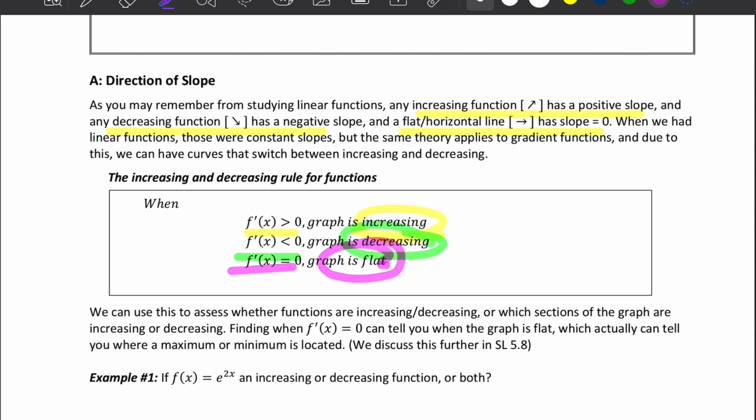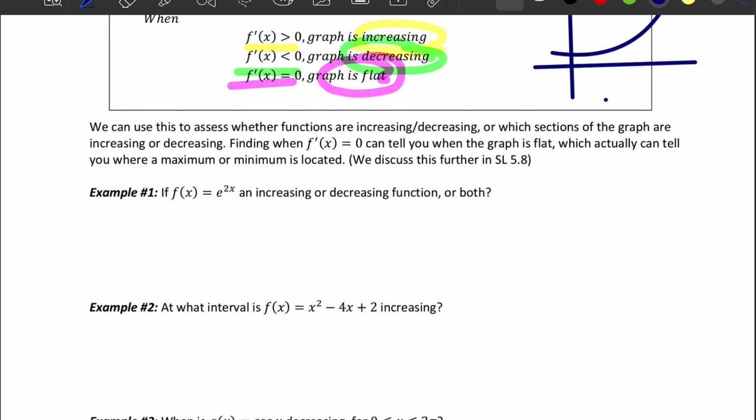Okay. So for example, we are looking at cases like if we have a graph like this, we are trying to figure out whether this graph is increasing or decreasing by analytically analyzing using the differentiated values. We can use this method to assess whether functions are increasing or decreasing, or which sections of the graph are increasing or decreasing.